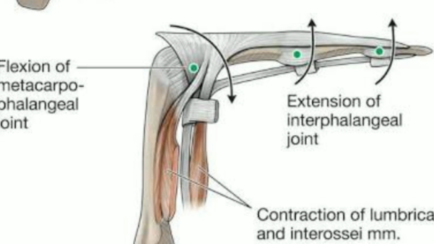So why the flexion and why the extension? Lumbricals pass in front of the MCP, so that's why it gets flexed, and they pass behind the IPs, that's why they get extended. Now you got it clear, right? So this one is supplied by the deep branch of the ulnar nerve.